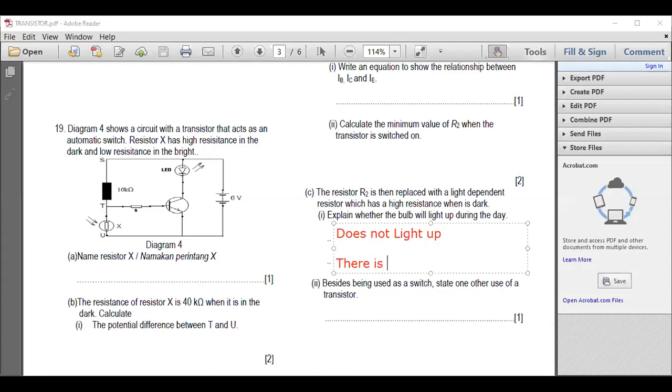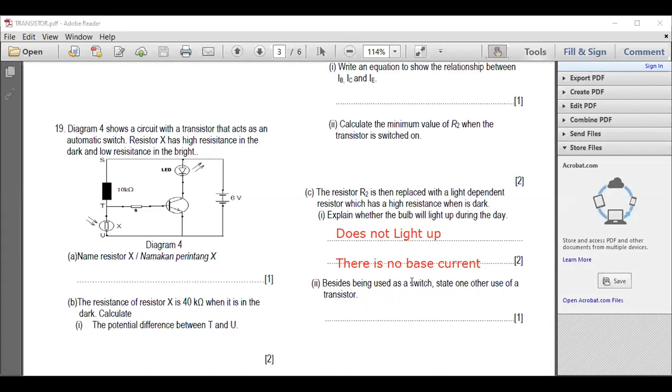Base circuit. There's no base current. You can say there's no base current, there's no collector current, or you can say resistance of LDR is high. All this can. There's only one mark there. Only thing, if they ask you in a question and they give you 4 marks, you have to give 4 points.